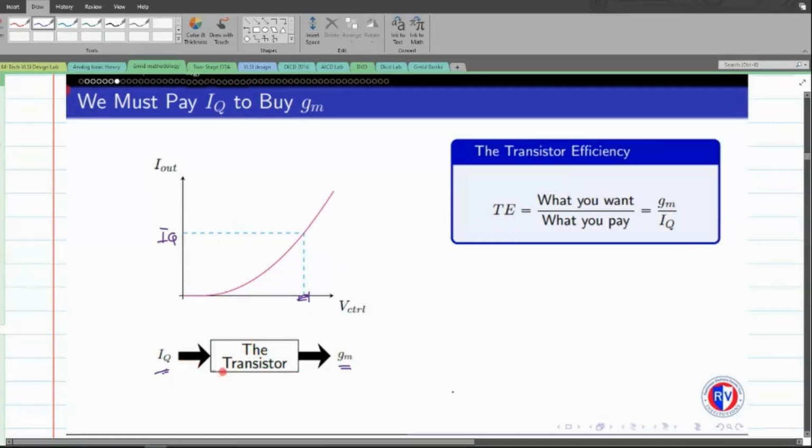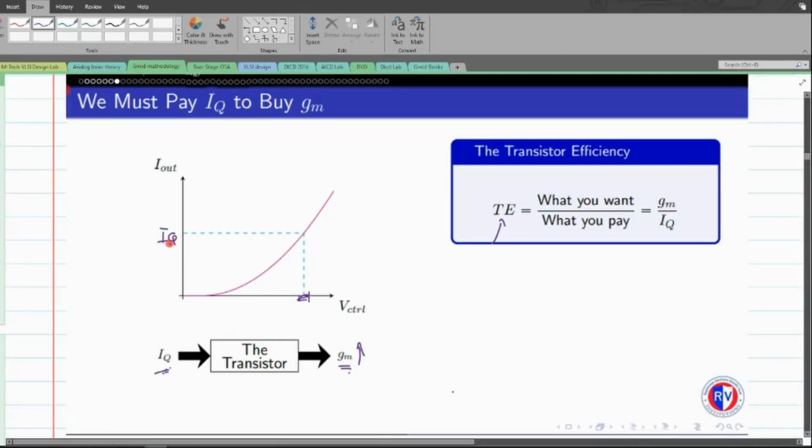Okay, so hope that it all makes sense. So we are paying a large current in order to get a large value of GM. And the ratio of this output to the input is what is termed as the transistor efficiency. So in short form, I'm writing it as TE. So whatever you want is basically GM, and whatever we pay in order to get the GM is this bias current IQ.